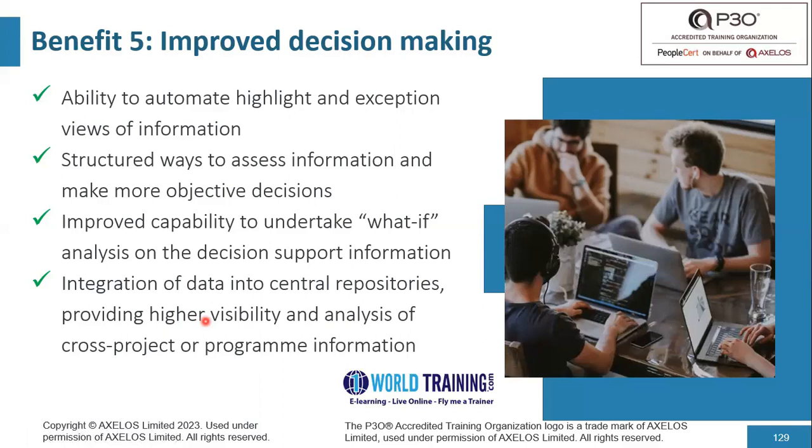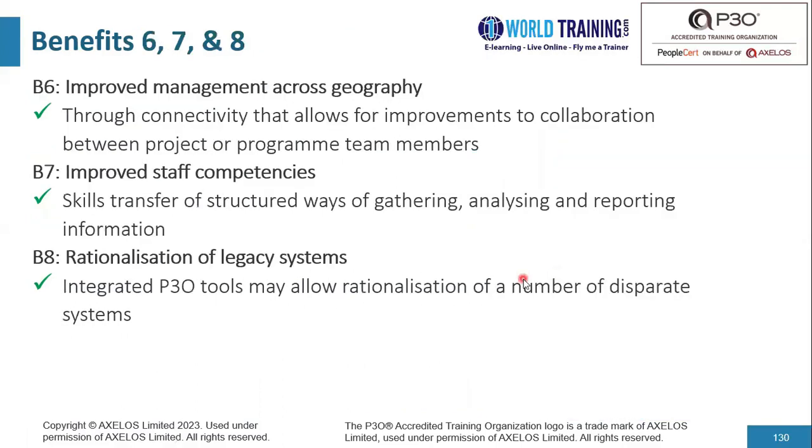that interdependencies using tools. And then we have benefit number 6, which is improved management across geography, especially if you have distributed models or if you have decentralized models of P3O. It helps connectivity and allows for improvements in collaboration between projects and program teams. Benefit number 7, it improves staff competencies. Skill transfer of structured ways of gathering, analyzing, and reporting information is an associated benefit.